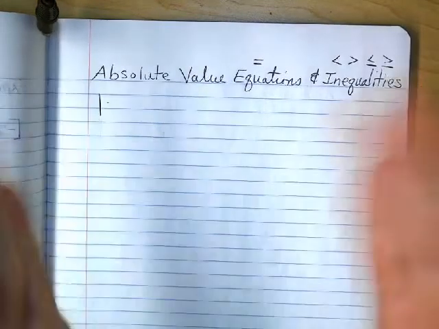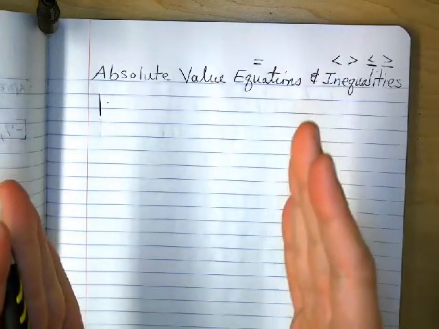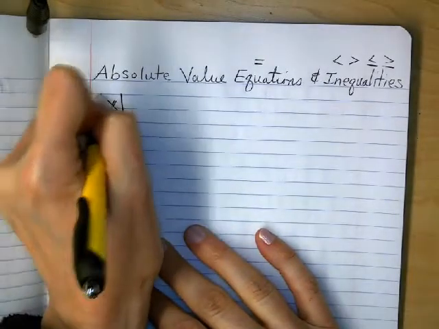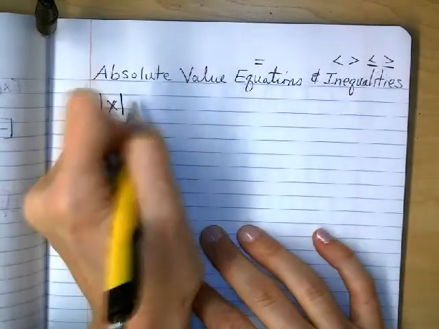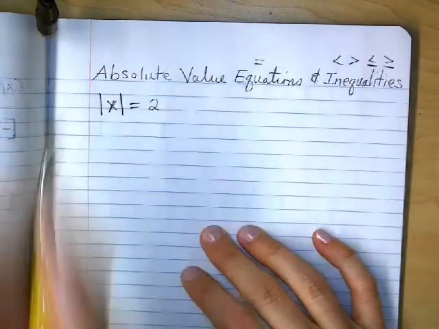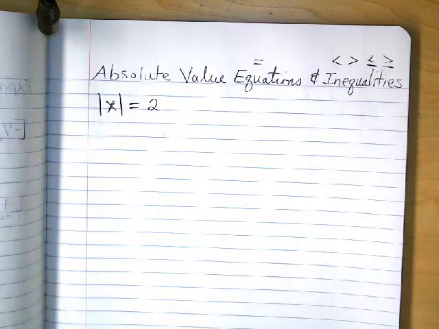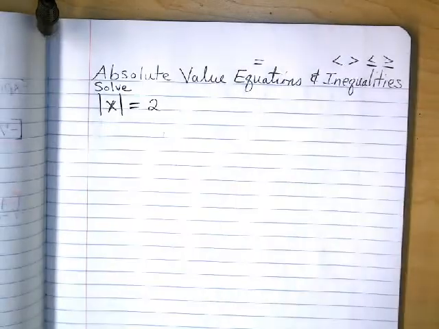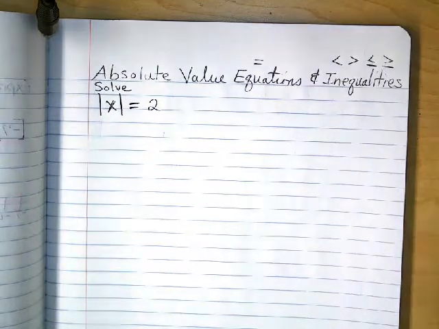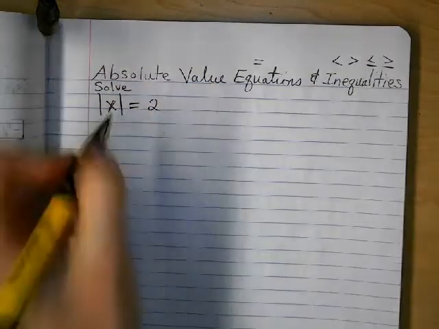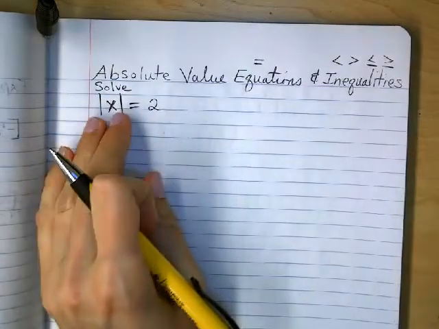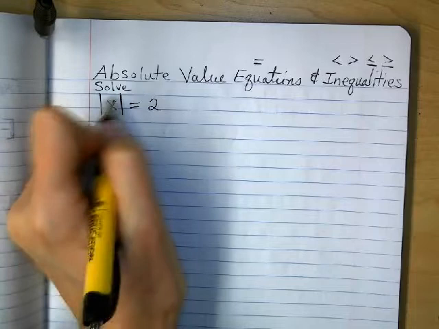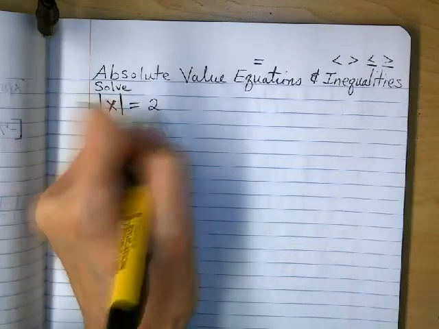Absolute value, they put these straight lines around the problem. Like they would put absolute value of x equals 2. And this problem would say like solve this equation. Okay, so you have to remember what absolute value is. Absolute value is a distance. So they're trying to figure out something that equals 2.